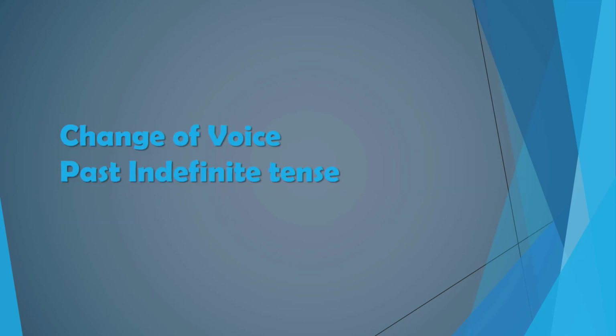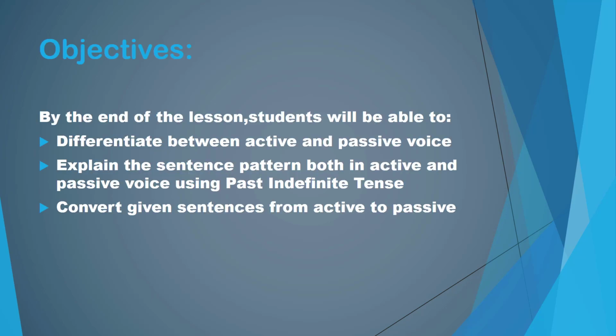In this lesson, we would learn how to convert active voice into passive voice for past indefinite tense. Let's discuss the objectives first. By the end of the lesson, students will be able to differentiate between active and passive voice, explain the sentence pattern both in active and passive voice using past indefinite tense, and convert given sentences from active to passive.